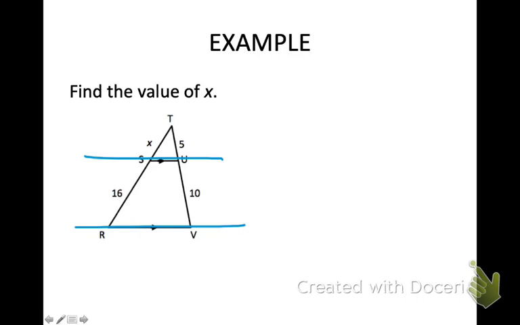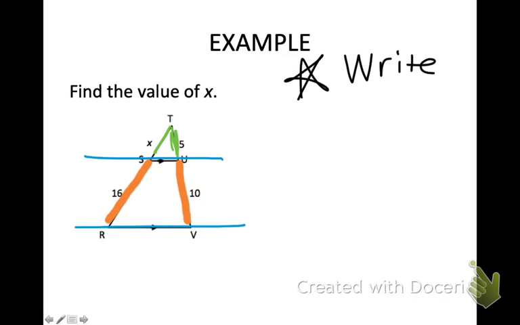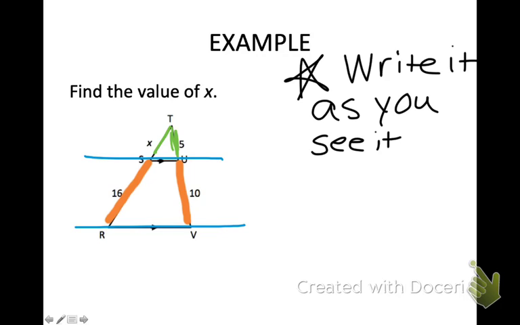So do you see how, let's get 2 different colors here, the top of that parallel line I'm going to mark as green, and then the bottom and in between the 2 parallel lines I'm going to mark as orange. Those sections are proportional. Okay, so what I would like you to do is somewhere in your margin put a big star, and the theme of today's lesson is write it as you see it. So that's all you're going to be doing.